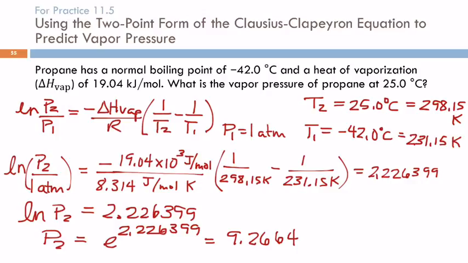Yes? Where'd you get the 8.314? Where did I get that 8.314? This is the other value of the ideal gas constant, with units of joule per mole Kelvin. I don't want to put liter atmospheres per mole Kelvin in there because the units won't work out.